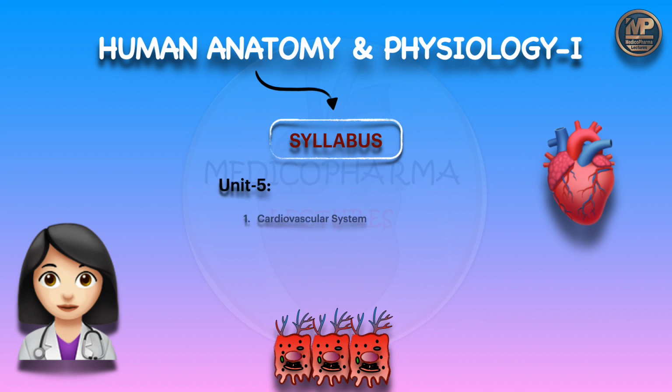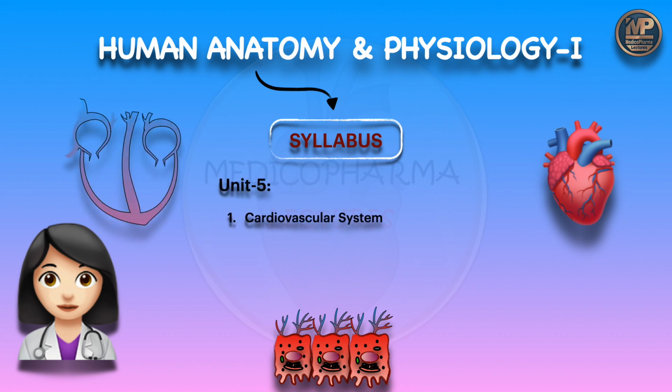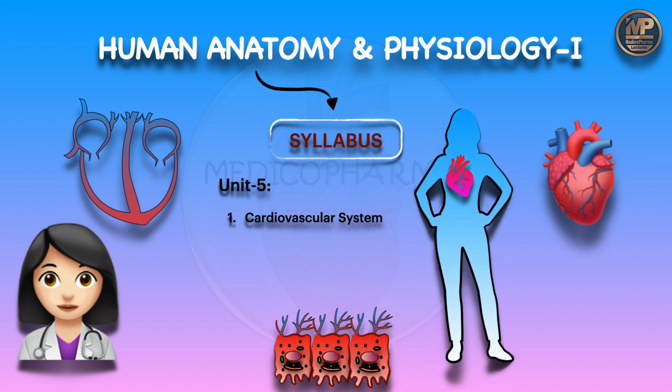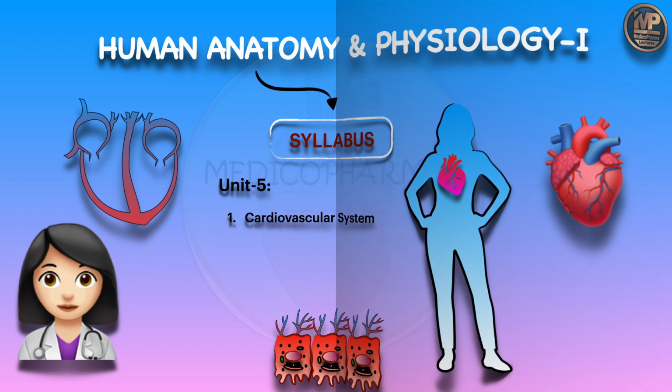Unit 5, Chapter 1, Cardiovascular System. Now coming to Unit 5, which is going to be about the cardiovascular system, where we will discuss the heart, its chambers, the cardiac cycle, and different types of blood circulation.